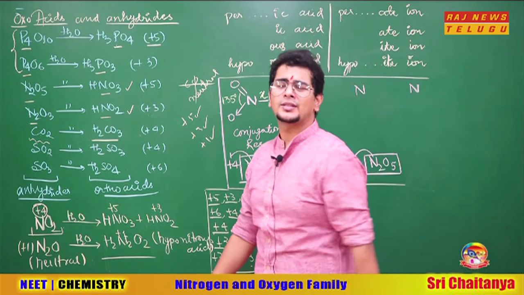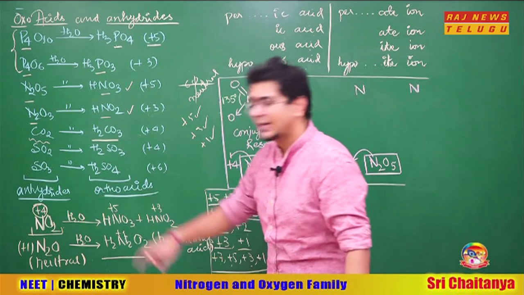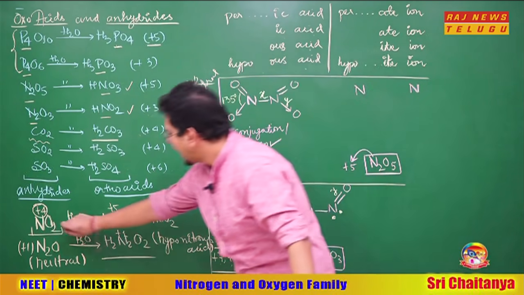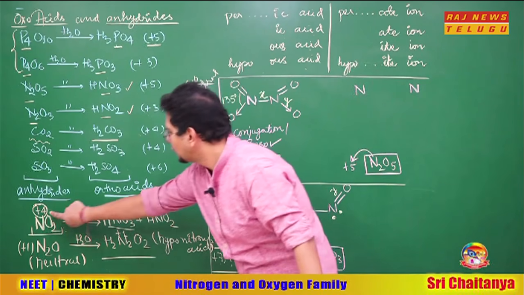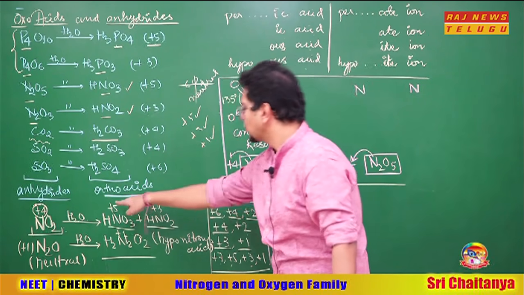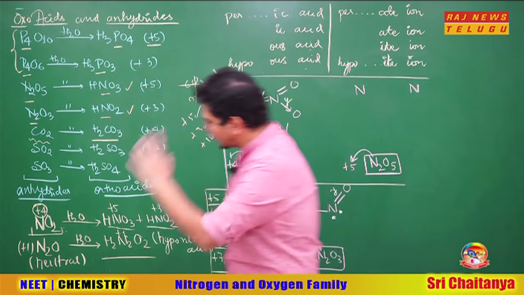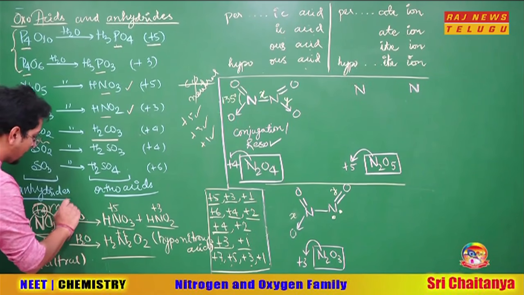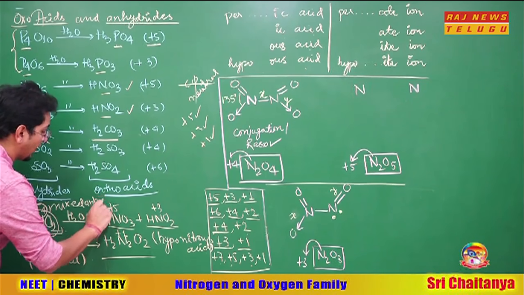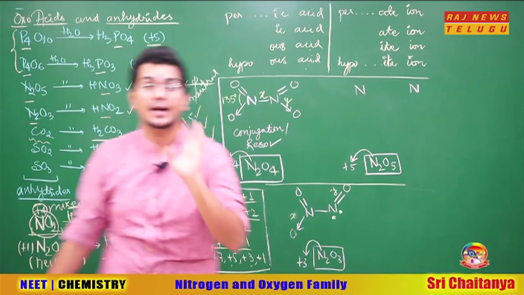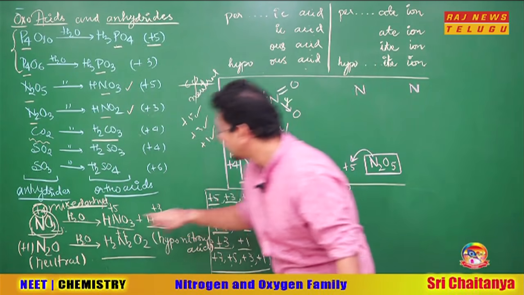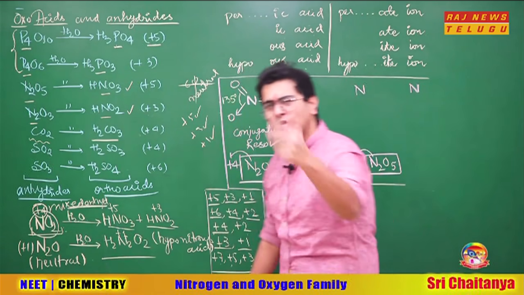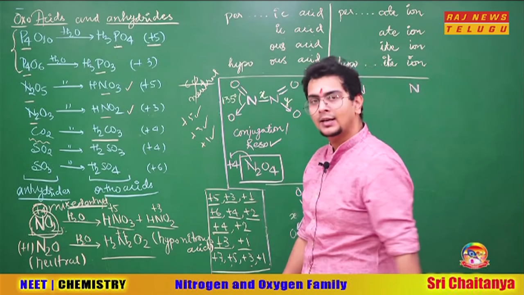Then what to do? Simple. If you don't have any oxy acid in that oxidation state where the oxide is present, write one up, write one down. What does it mean? NO2 in water goes to form HNO3, one up, and HNO2, one down. So +5, +3 both will come. This kind of anhydride is known as mixed anhydride. So NO2 is a mixed anhydride. Why? Because it is forming 2 different oxy acids. Because the +4 oxy acid is not there, so I took one up and one down.